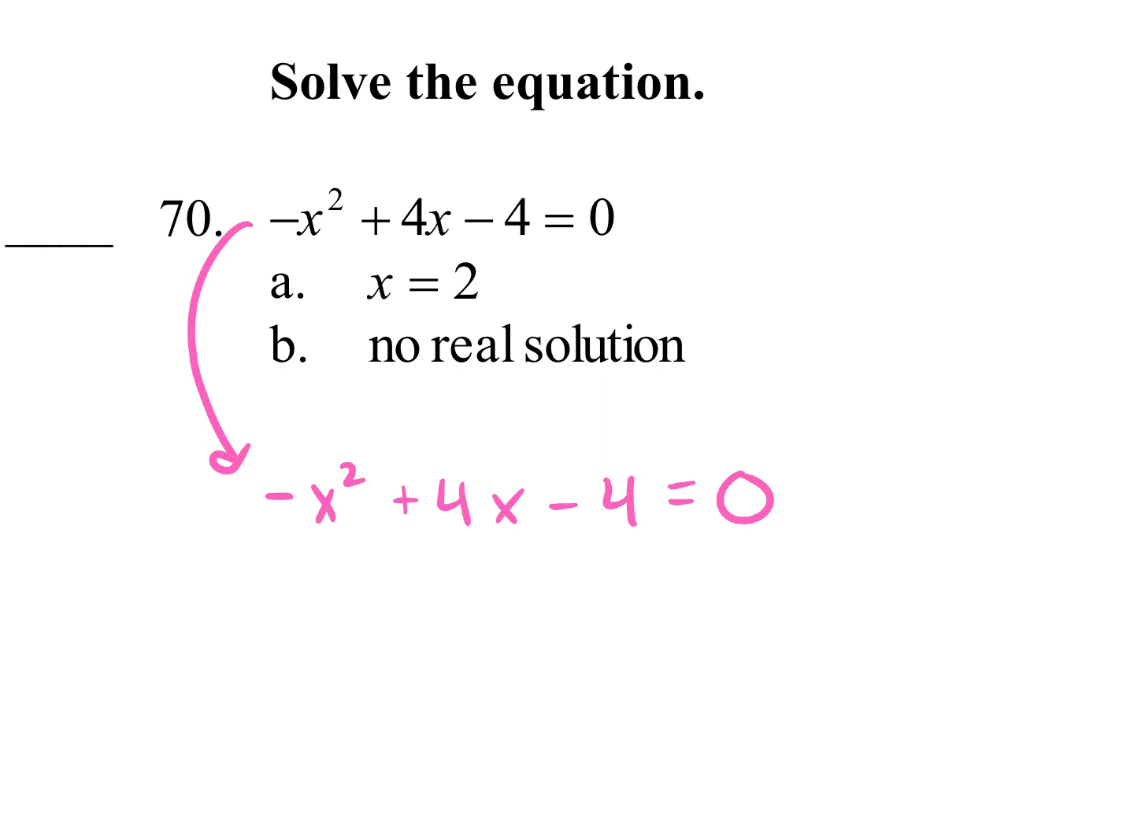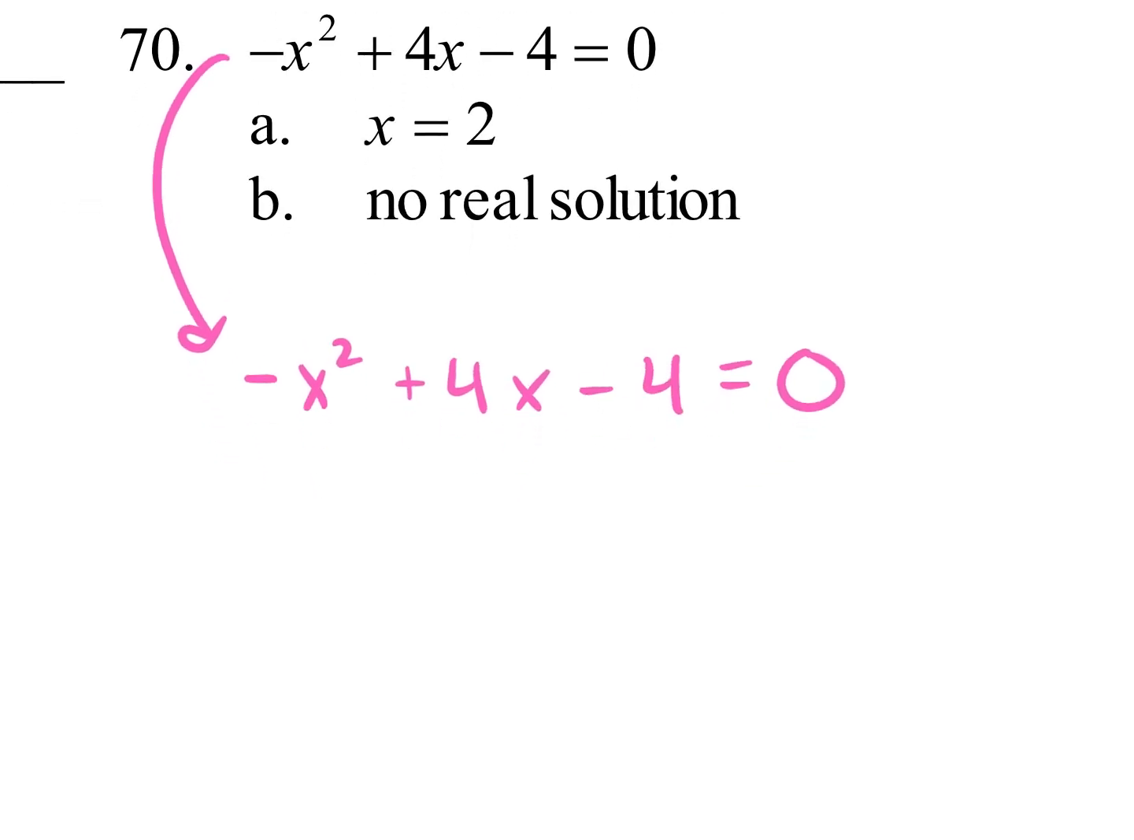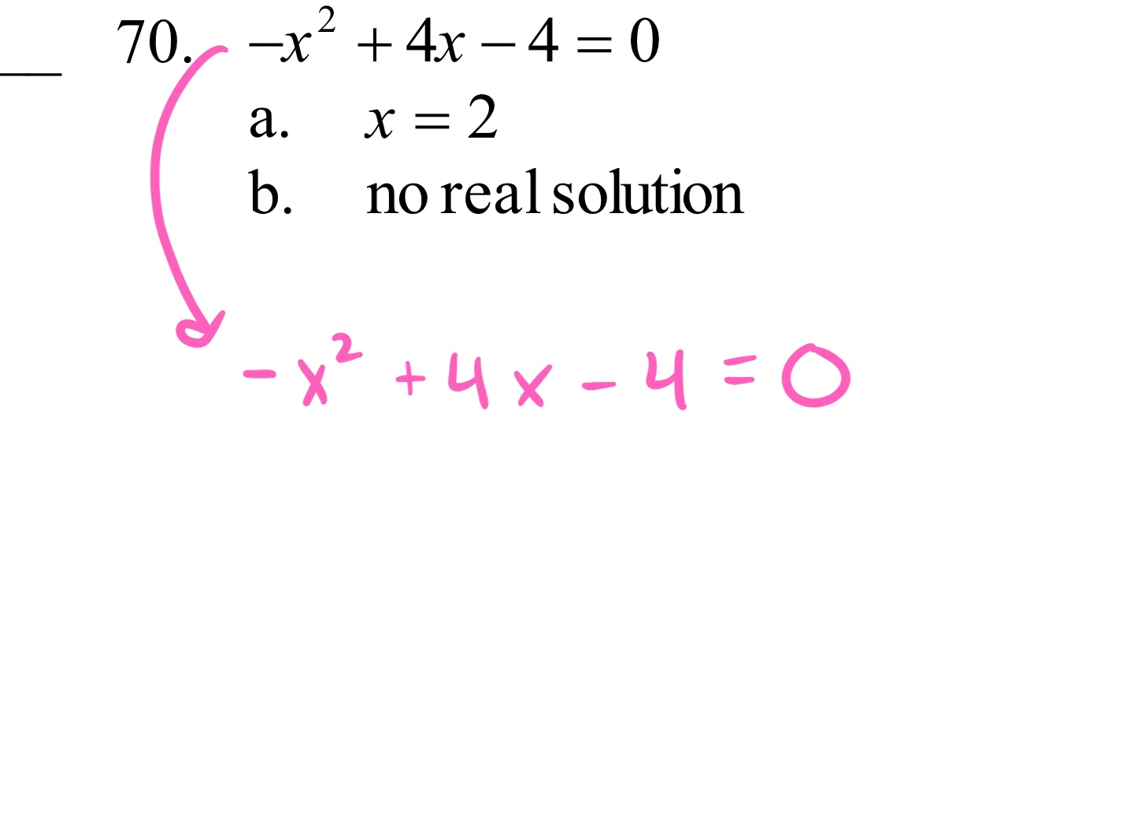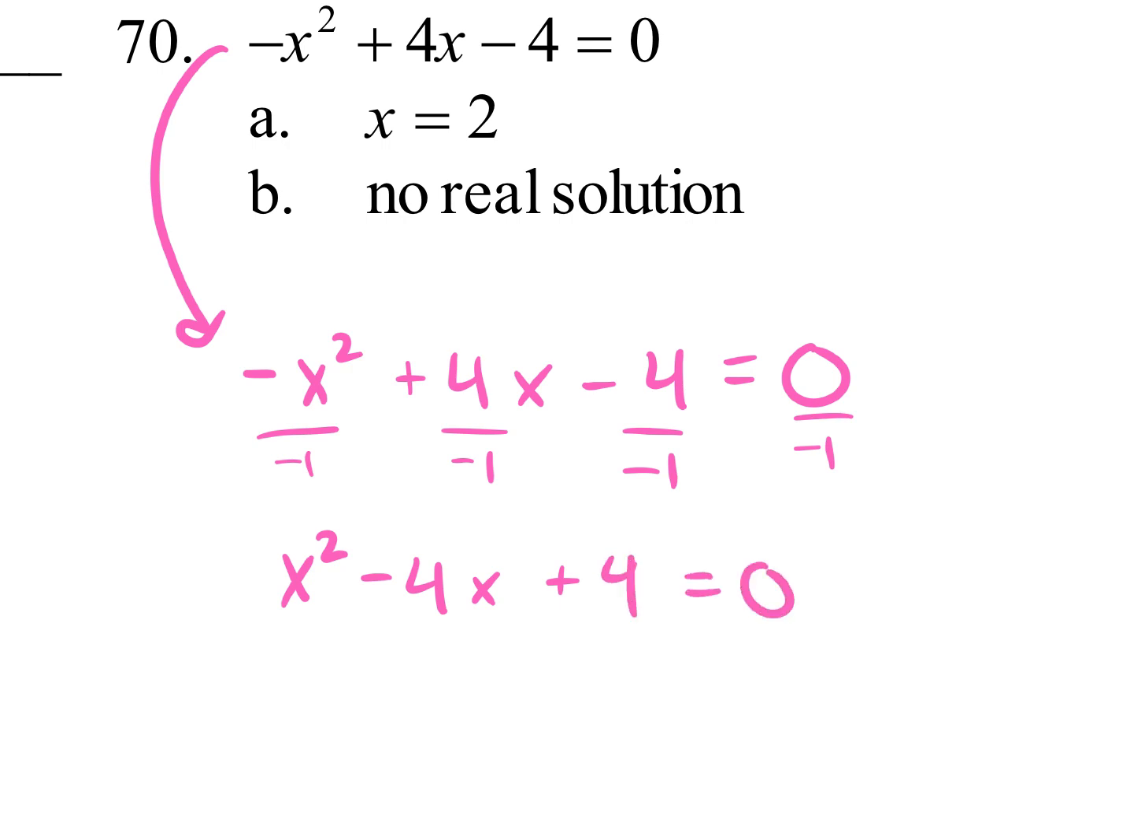Factoring. I'm going to factor. Before I factor here, what do I want to do? Divide everything by -1. We like it when our leading coefficient is a +1. So if we can take out a GCF and make it a +1, do that first. So change the sign of everything. So this would be x squared minus 4x plus 4 is equal to 0.